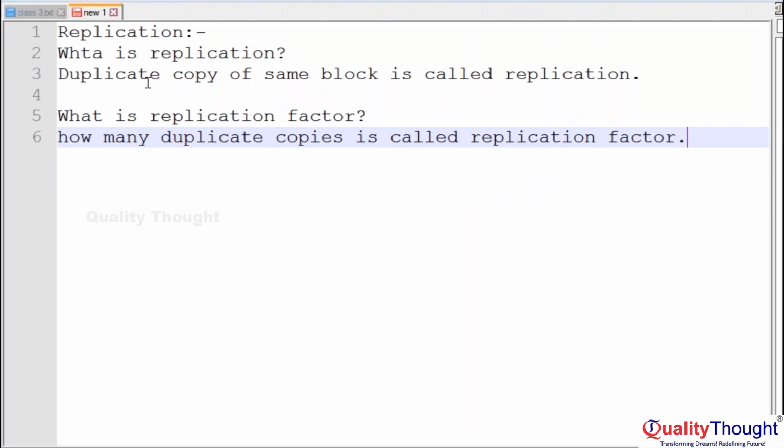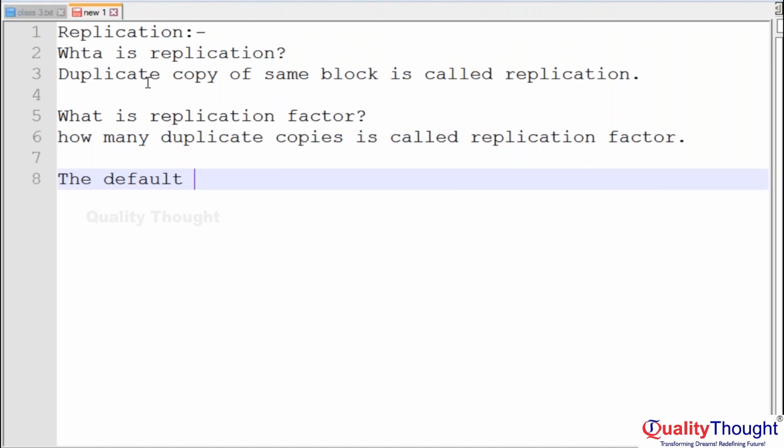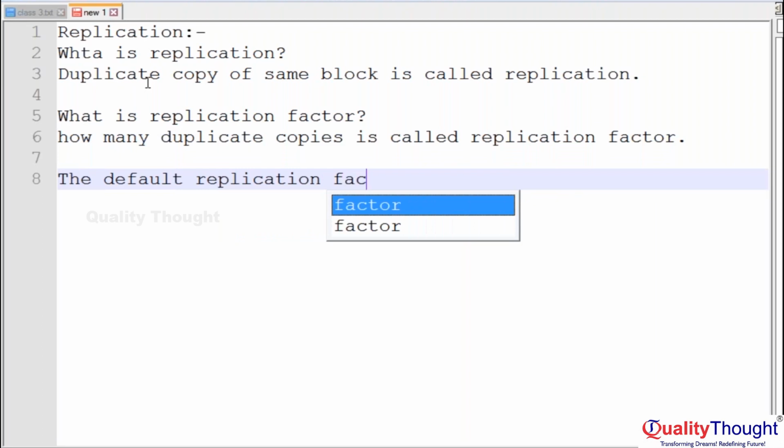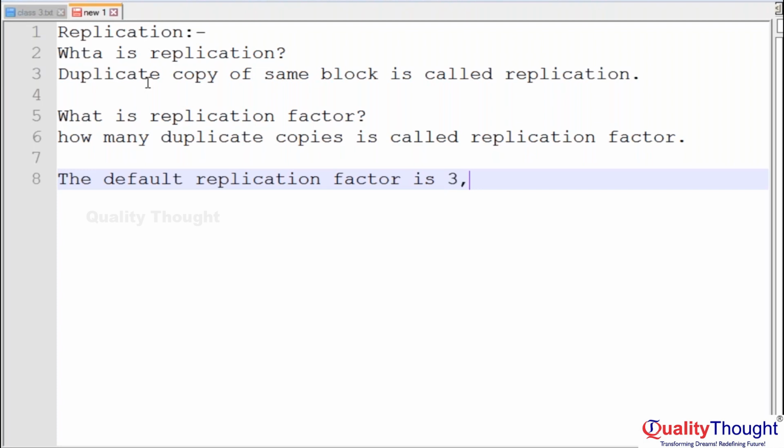The default replication factor is 3. But it is configurable. Are you hearing me now? So, it is configurable, and we can configure the replication factor.